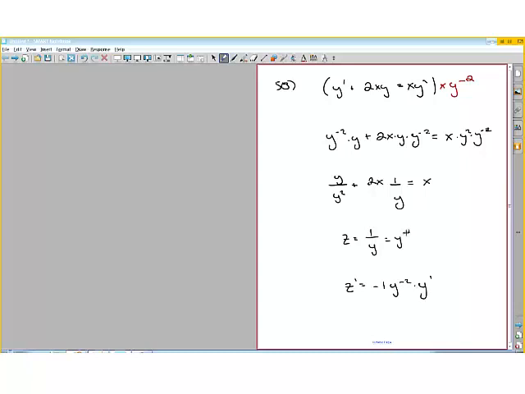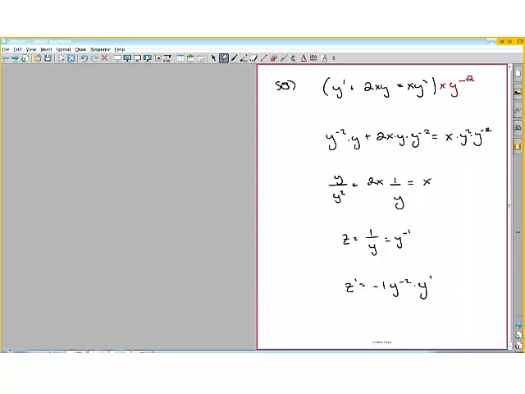The negative comes from the exponent, negative 1. You decrease the exponent by 1 when you take the derivative, and you multiply by y prime because we're making the derivative with respect to x. So you have to have the implicit y prime on there. So we should be able to solve for this part.